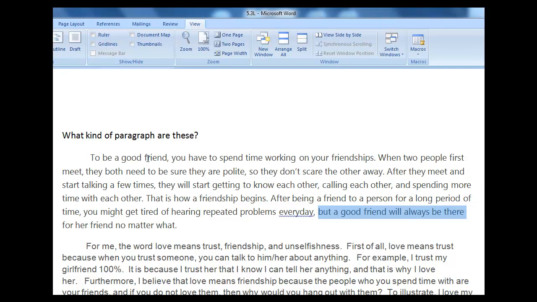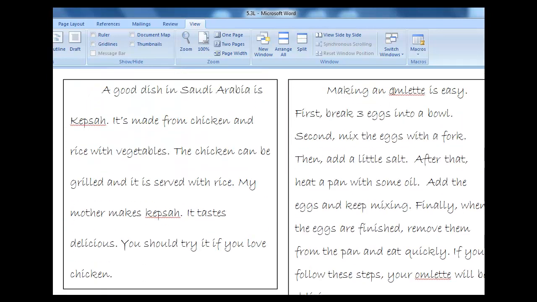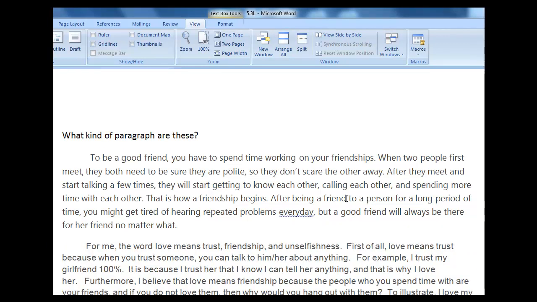Okay, how to be a good friend. Now you are a good friend. We need to talk about that. How to make an omelette. Now you have an omelette. Talk about that. So this is a process paragraph.